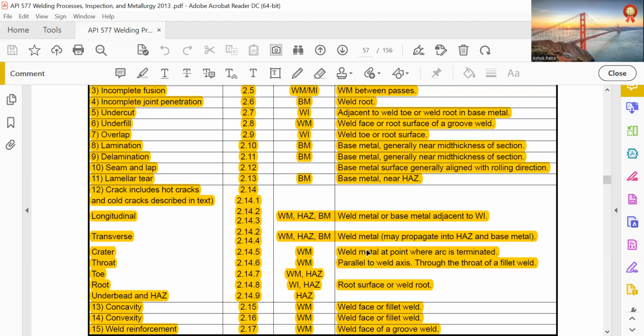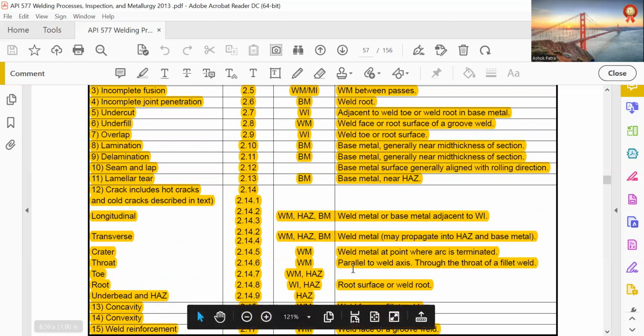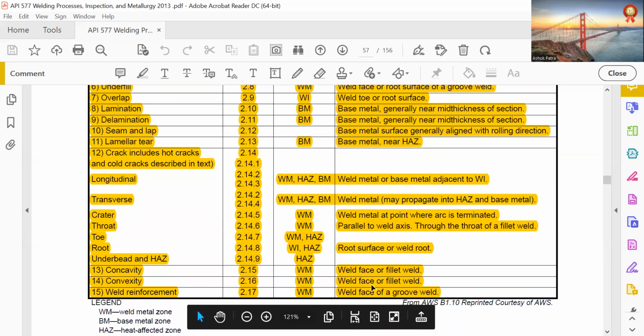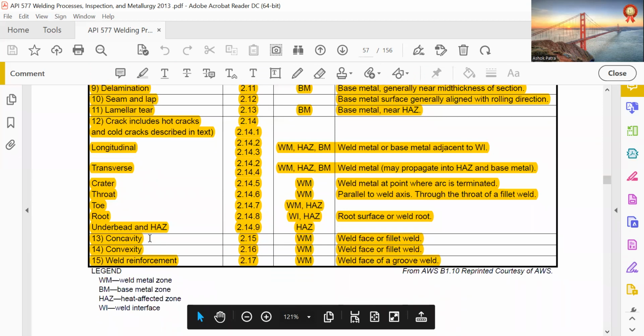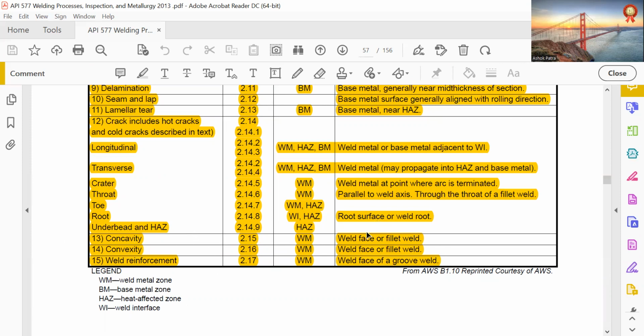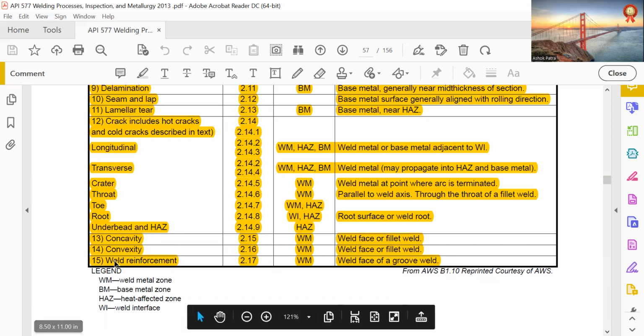Crater, weld metal at point where arc is terminated or started. Throat, weld metal parallel to the weld axis through the throat of a fillet weld. Toe, weld metal, HAZ. Root, weld metal, HAZ. Weld interface, HAZ. Root surface or weld root. Root underbead and HAZ. Concavity, weld face, filler metal weld, that is weld metal. Convexity, weld metal, weld face and fillet weld. Weld reinforcement, weld metal, weld face or groove weld.